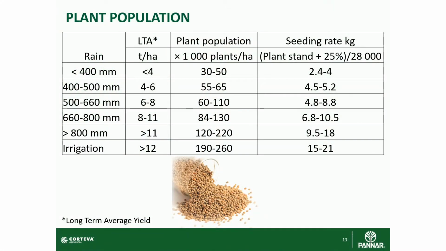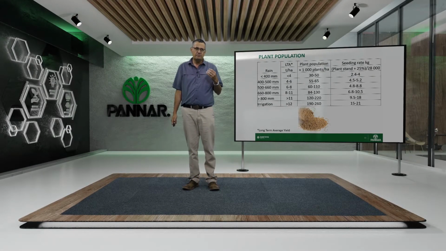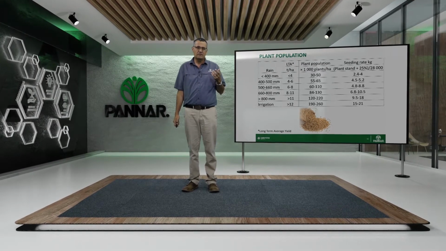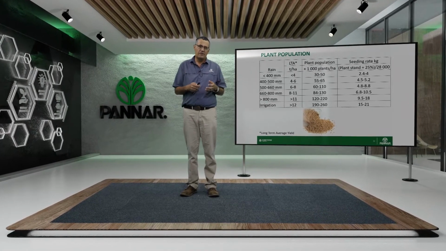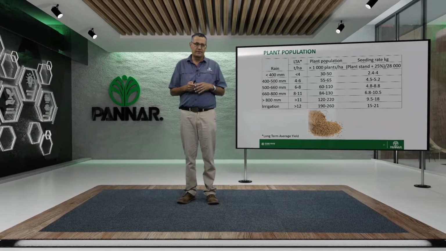Also, seed size is very important. That's why I put in there 28,000 seeds per kilogram. In a higher yield environment, between 6 and 8 tons, we want between 60 and 110,000 plants per hectare, and that's roughly 5 to 9 kilograms of seed per hectare. The important thing is that at harvest, I want at least 120 seed-bearing ears per plant. That will give you your average yield in a 6 to 8 ton environment.